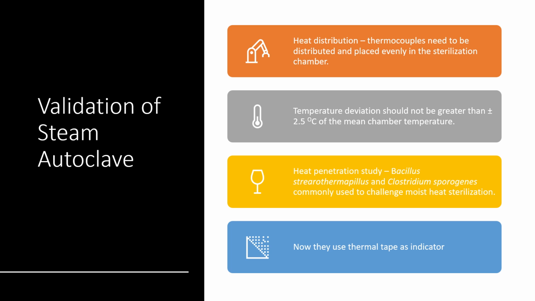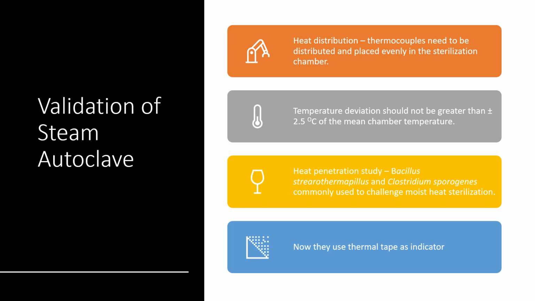Furthermore, heat penetration studies are conducted to assess the steam autoclave's ability to penetrate and effectively sterilize materials. Bacillus stearothermophilus and Clostridium sporogenes are commonly used as biological indicators to challenge moist heat sterilization. These studies provide critical insights into the autoclave's performance and help verify its effectiveness in sterilizing various materials.